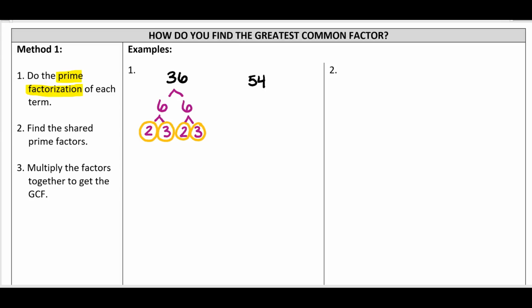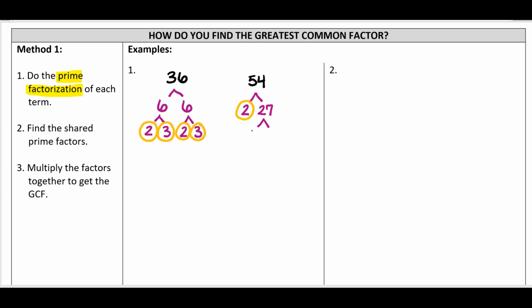Now we're going to work on 54. This one might not have anything that immediately jumps to your mind as quickly as 36 does, but because 54 is even, I know that 2 can go into 54. If you divide 2 into 54, you get 27. Now, 2 is a prime number. 27 is not, so I must continue making my branches to get more prime numbers.